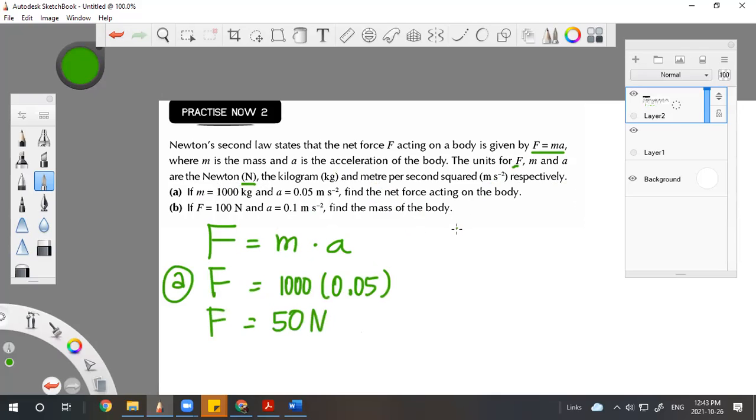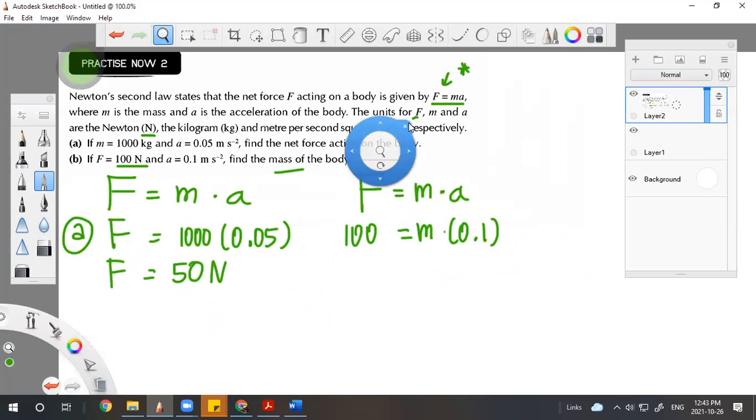So to do B, again, we use the same formula, the same essential formula. This is the important part. I put a star on it. So if F equals 100, you just change the F by 100, and m is unknown, find the mass. a is 0.1. So to calculate the m, I think it's quite simple. You move the 0.1 to the left side, divide by 0.1.